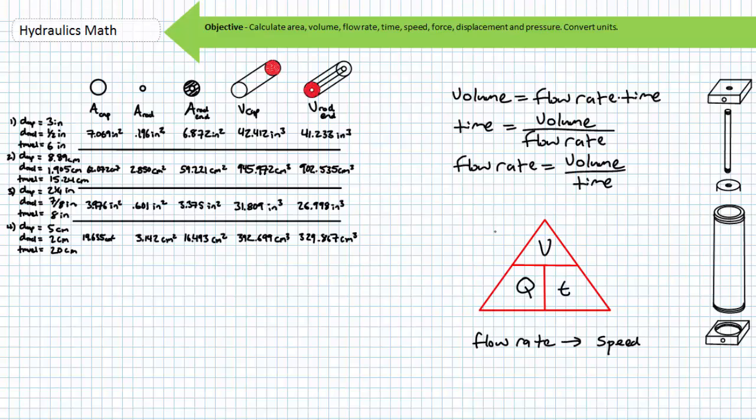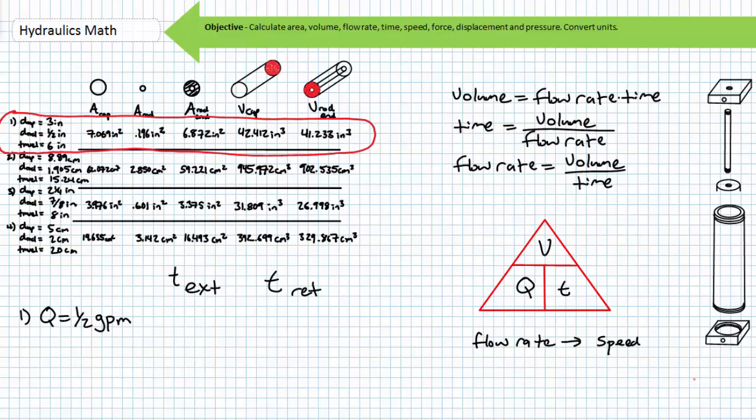Using the figures from the previous illustrated example problems, let's determine how long it takes in seconds to fill a space of a given volume for a constant flow rate. Our first example is asking us to solve for both the extension and retraction time for a cylinder of the following dimensions. The diameter of the cap is 3 inches, the diameter of the rod is a 1/2 inch, and the travel length is 6 inches. Let's say the flow rate is a 1/2 gallon per minute.